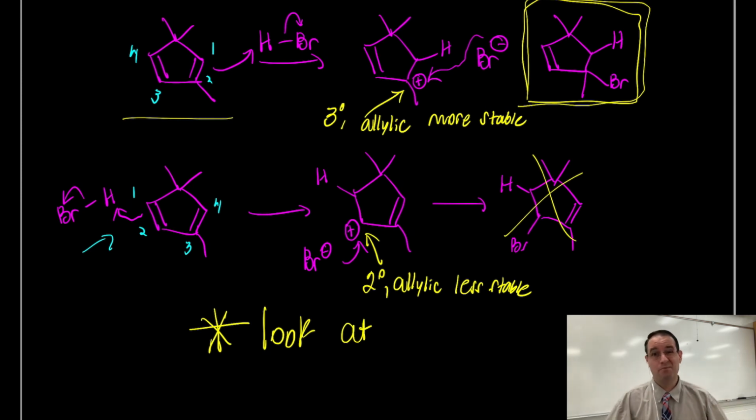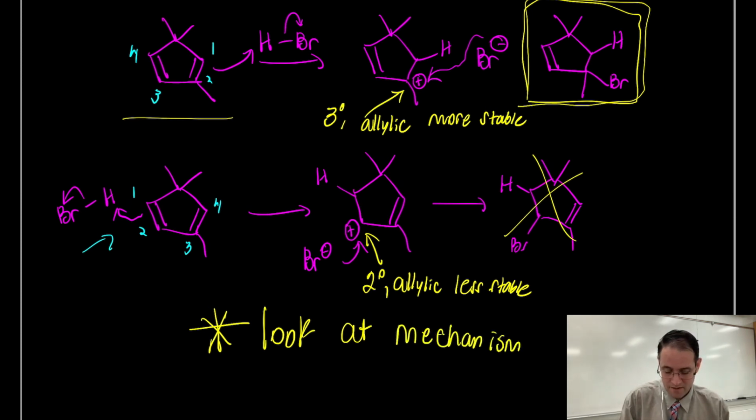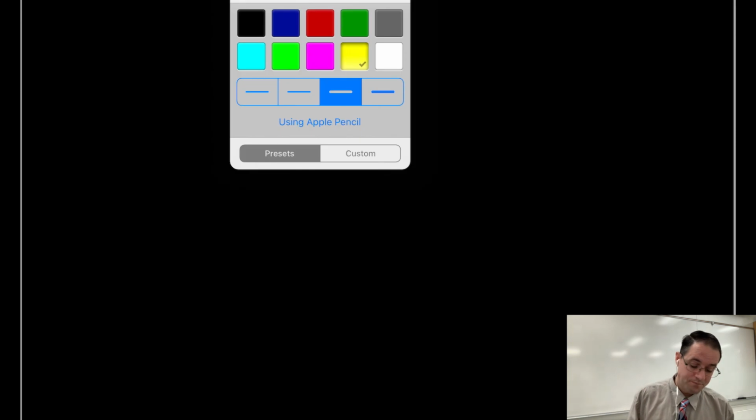Isn't there just something I could memorize, like Markovnikov's rule or something? I haven't found a rule that could really be succinctly stated that would help my students. So you have to look at the mechanism, okay? I haven't even gone into the 1,4 addition product, but let's go ahead and do that, okay?